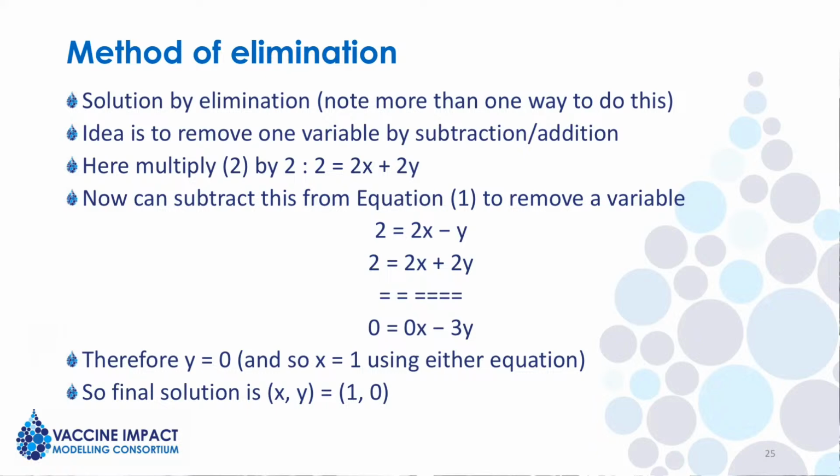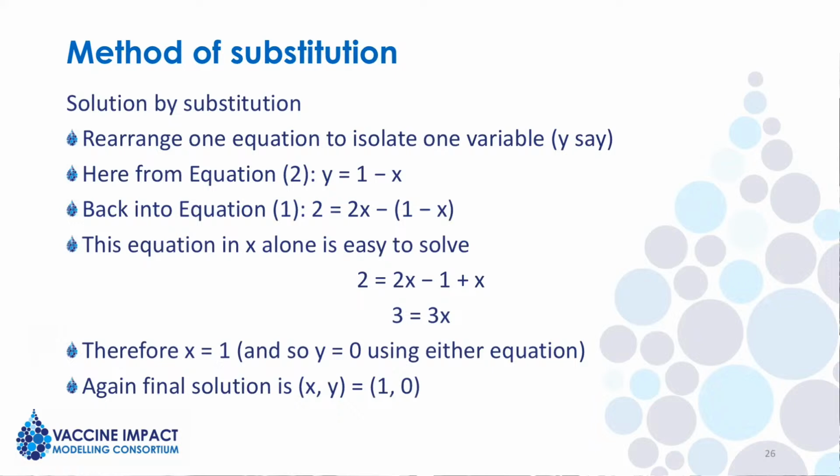That's one approach. We might also want another approach if you don't get on with the other one. Here it's quite similar. We're essentially saying, let's get a relationship for one of the variables. So if we rearrange our equation 2, we can get y in terms of x. So y is equal to 1 minus x.